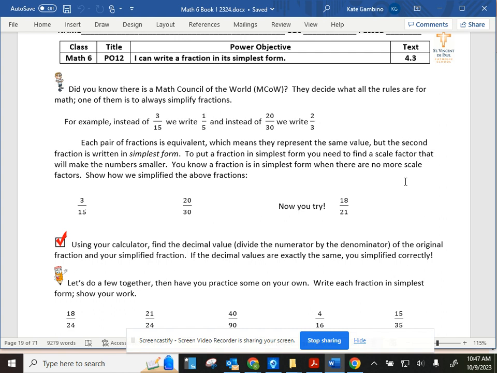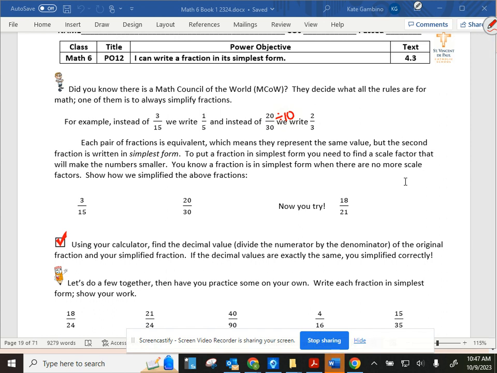So for example, instead of 3 over 15, we could divide out that scale factor of 3 and get 1 over 5. And instead of 20 over 30, we could divide out that scale factor of 10 and get 2/3. Sometimes we simplify it right away. So I said we could divide 20/30 by 10 and get 2/3.